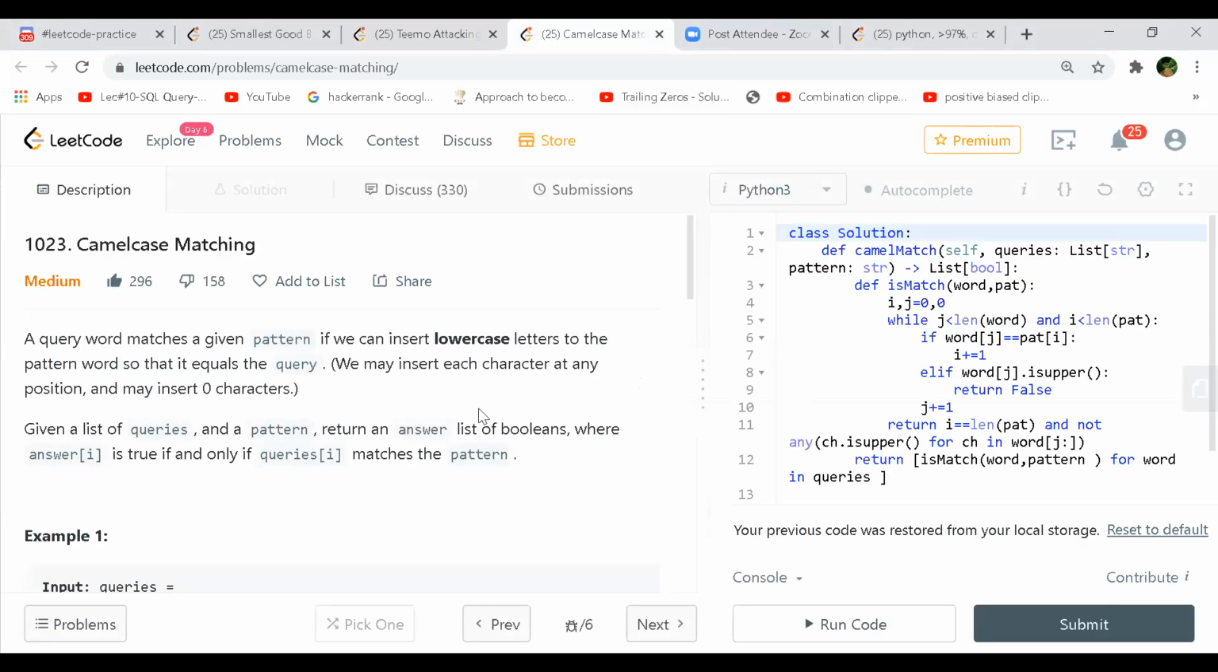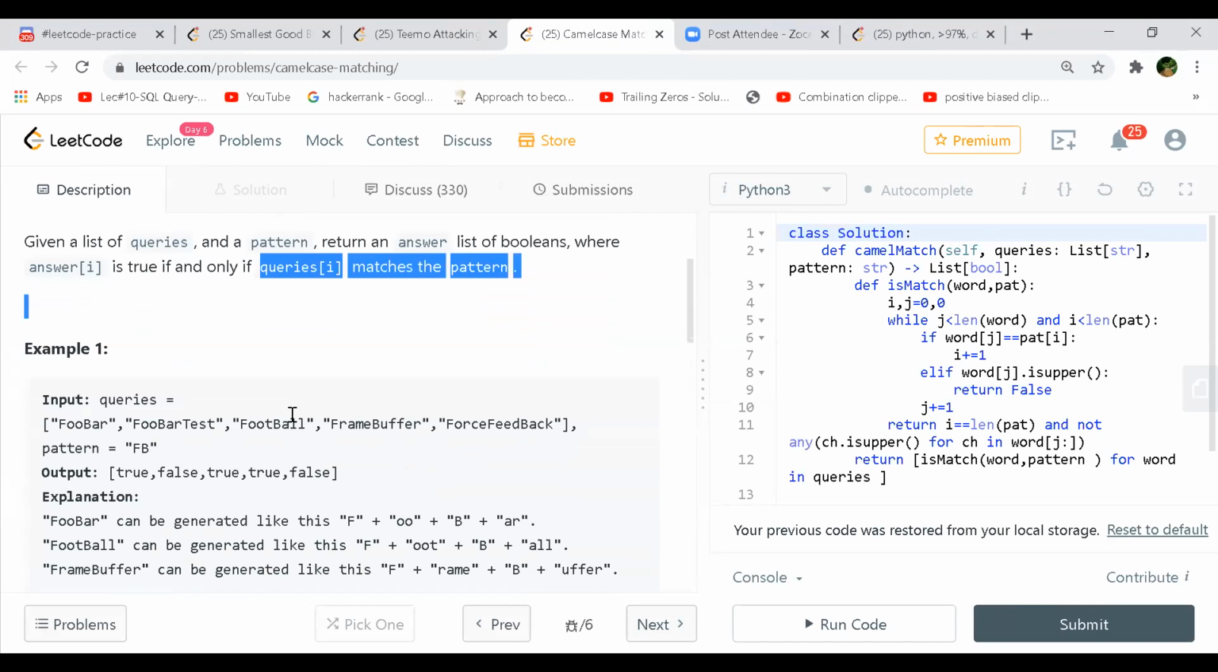It's loading. Okay. So this is camel case matching. We are given a query word that will match a given pattern if we can insert lowercase letters to the pattern word so that it equals our query. So we are given a query and a pattern. We have to return an answer, a list of booleans, where answer of i is true if and only if queries i matches your pattern.